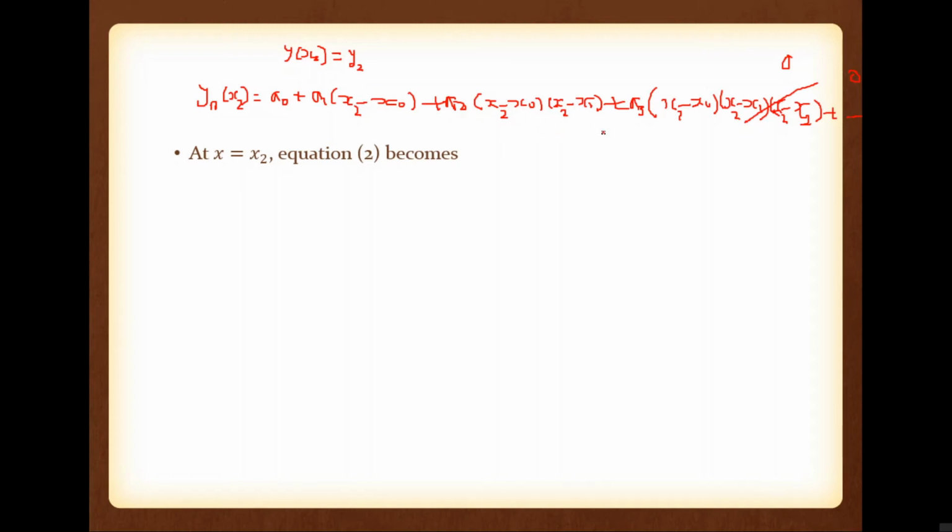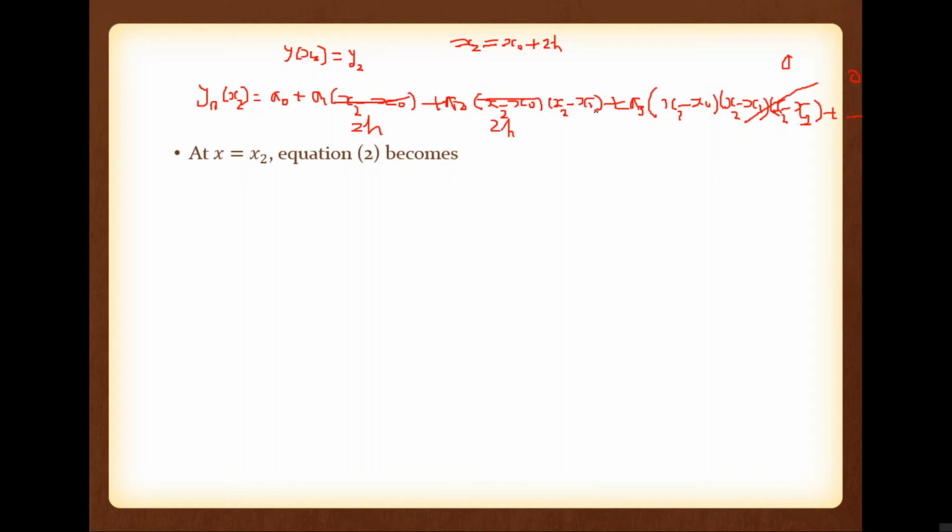My question is, what is x2 minus x0? x2 is equal to x0 plus i equal to 2, so this is 2h. x2 equal to x0 plus 2h. So what is x2 minus x0? We can replace this with 2h. Yes, so we can replace this x2 minus x0 with 2h.